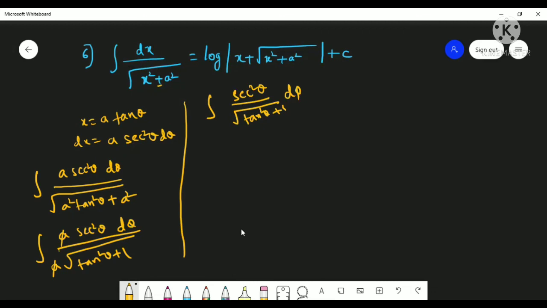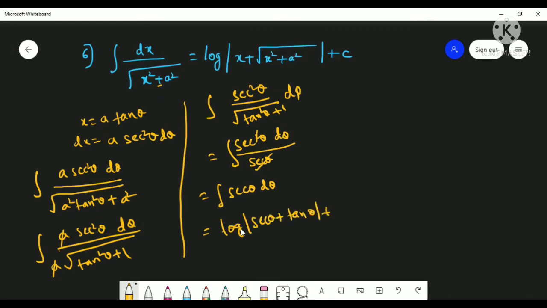Do you know that tan square theta plus 1 is secant square theta? Okay. Now, secant square theta integration of d theta divided by, this is secant square theta, again the square root gets cancelled, so only secant theta will be left. Integration of secant theta d theta. What is the integration of secant theta? That is log secant theta plus tan theta plus c. Now here in the log, do you know what tan theta is?